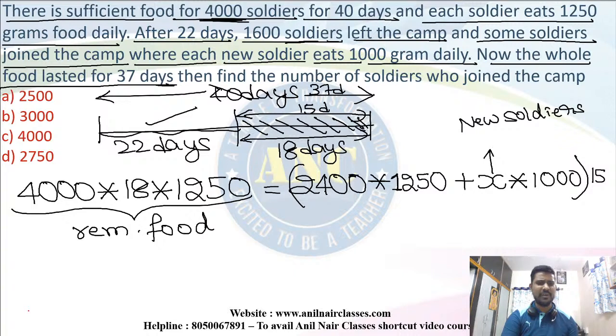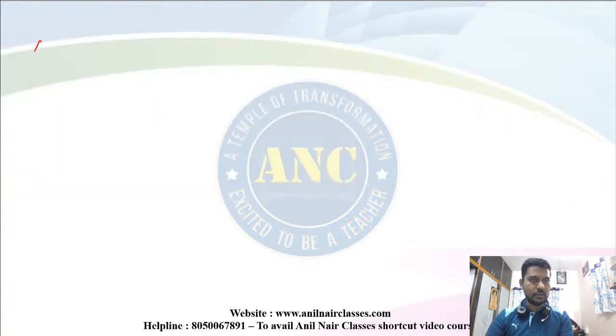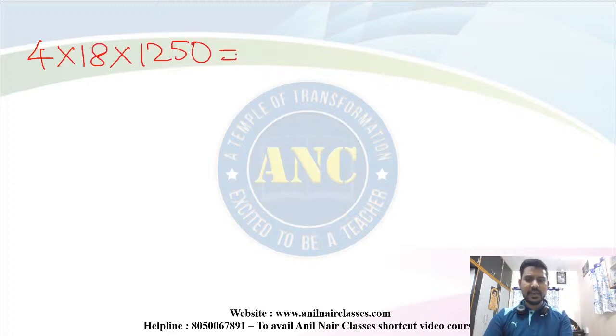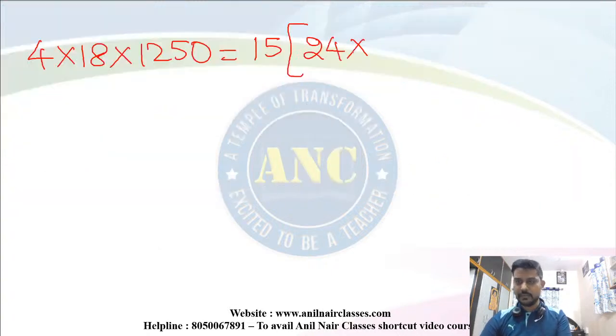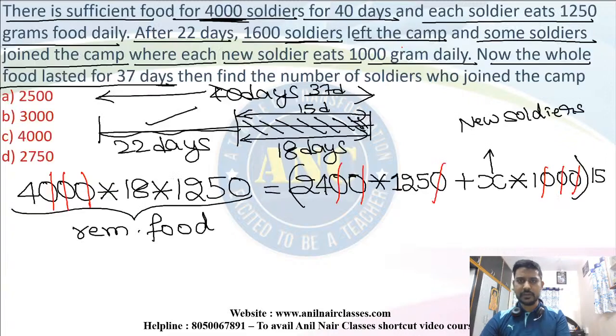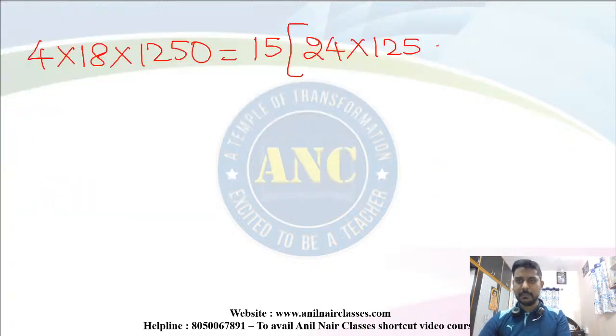I hope you are understanding. Now it's completely up to simplification, nothing else. So can I say that these three zeros will actually cancel with these three zeros here and these three zeros here. So right hand side, okay, let me write in the next screen. So 4 into 18 into 1250. This is left hand side. Right hand side is 15 multiplied with, what else is there? 24 into 125 plus x into 1.